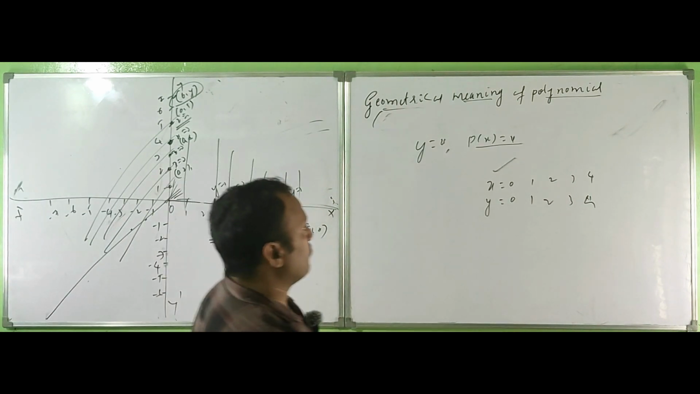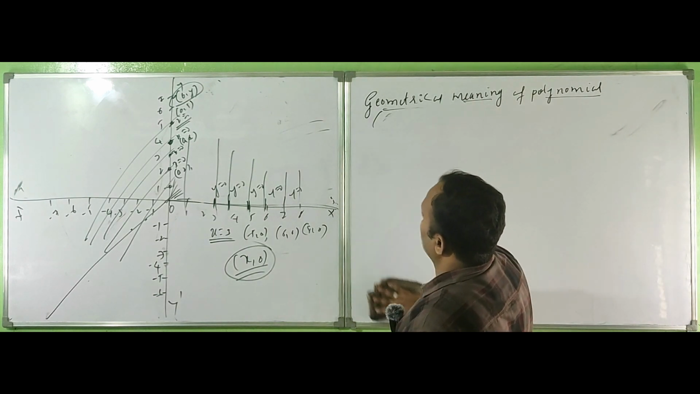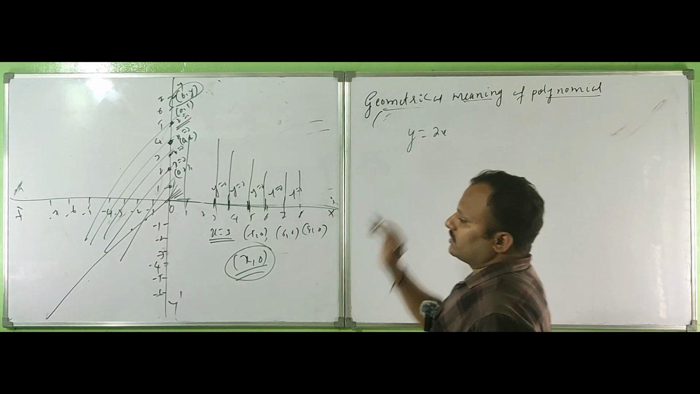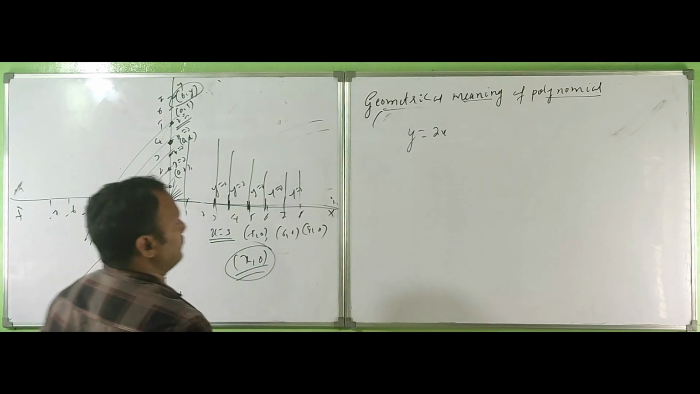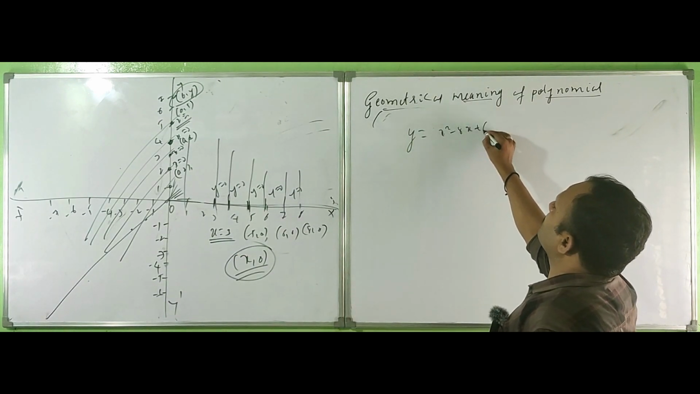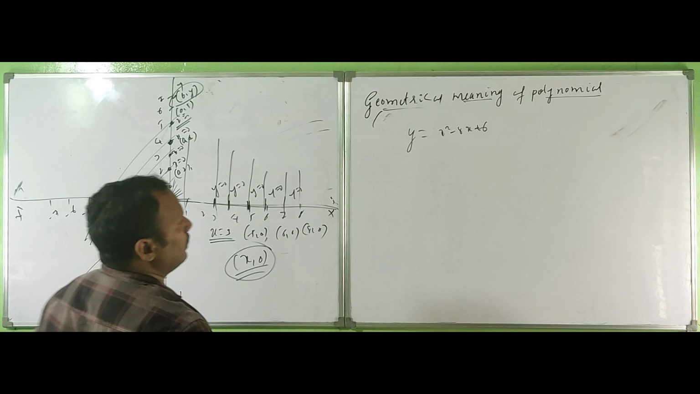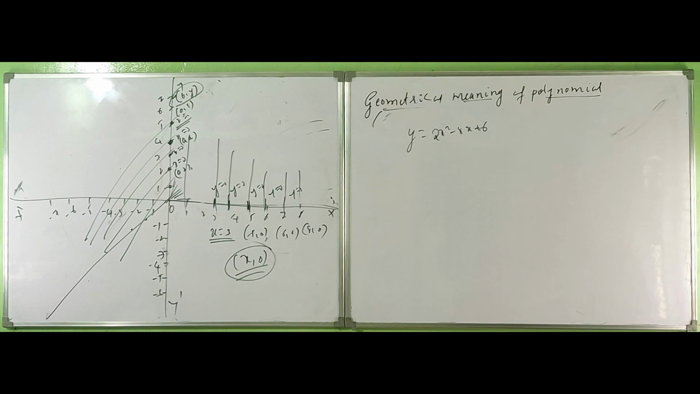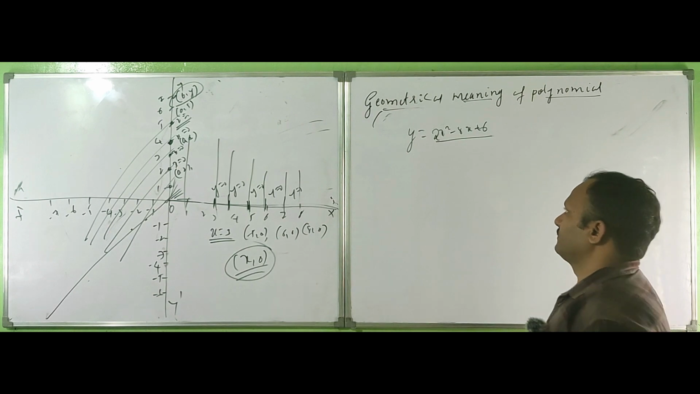This is with respect to the linear equation. Let's try for the quadratic equation. If y is equal to, let's take example one, 2x square minus 8x plus 6. Here you know how to split the middle term. Just make the factorization to find the zeros of this equation.